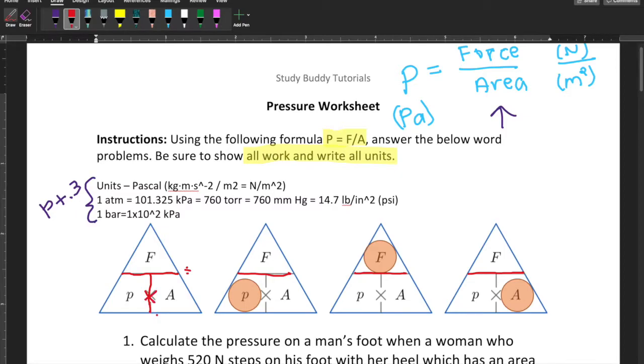Right, okay. So how do we use this triangle? We'll cover up whatever we're trying to find, which is represented by this red orange circle here, pressure, force, or area, and then we'll look at the other 2. For example, let's use this first triangle here. We're covering up pressure, which means we're solving for pressure. We're doing pressure is equal to something. We look at the other 2 units, force and area, and we see what operation is between them.